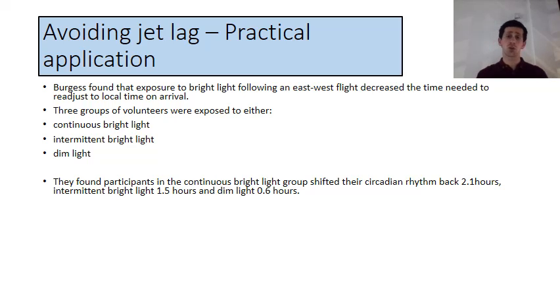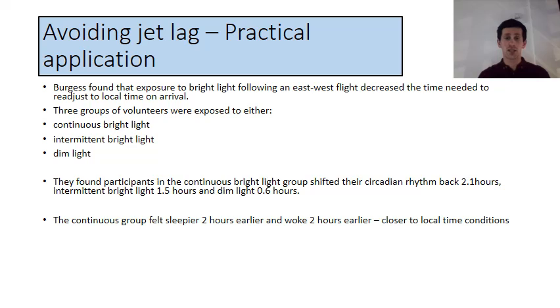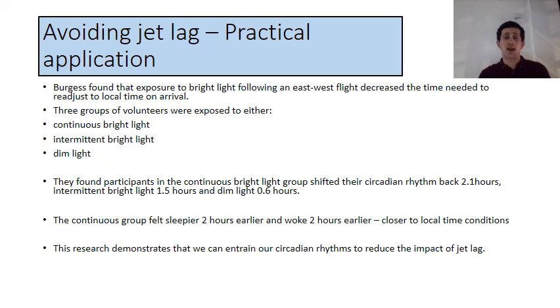And what he found was that the participants who had the continuous bright light shifted their circadian rhythms back 2 hours, and that the intermittent group moved their sleep-wake cycle back 1.5 hours, and that the dim light group moved it back 0.6 hours. So what this tells us really is that the continuous group felt sleepier 2 hours earlier and woke up 2 hours later. So it was closer to the local time conditions to where they were flying. So it demonstrates that we can train our circadian rhythms, okay? So we can change our circadian rhythms to match certain time zones by using light, and that therefore reduces the impact of jet lag. Okay, so light and the practical application it has in reducing jet lag is really, really important.